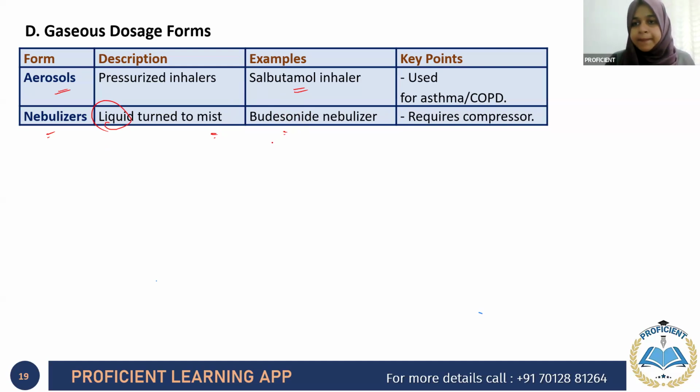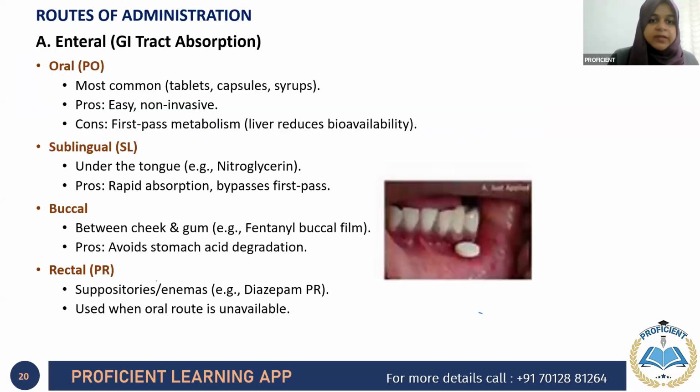Okay, clear? It requires a compressor, a thing that converts your liquid to mist. That is called the compressor. Clear? That is gaseous dosage forms. Okay, next, the final one.